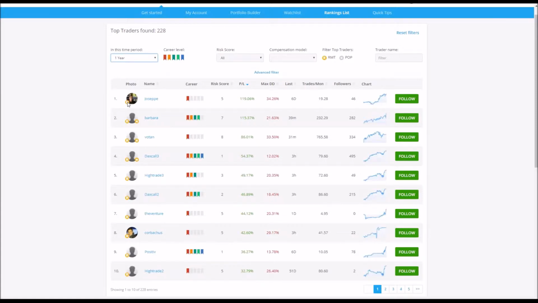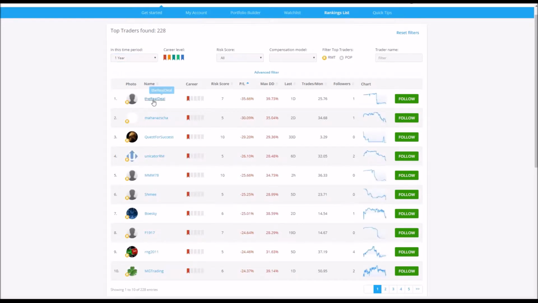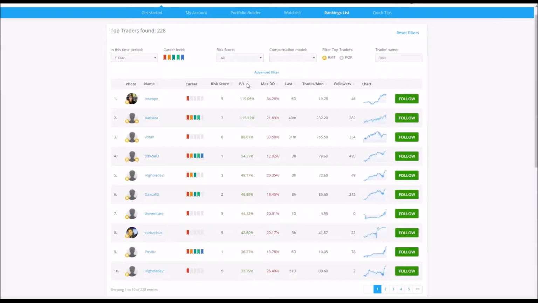So this is a very simple filtering technique to start off with. So we want to see who's been performing well. Clearly, if we flip this the other way around, I don't have much interest in following the real deal, who has lost 35% over the last year, or any of these, because they're not making money. So I want to find traders first of all who are profitable. So there we go. That's step number 1, I would suggest.